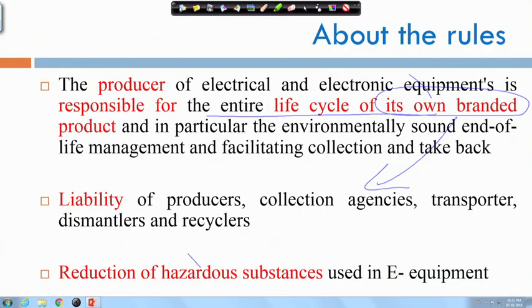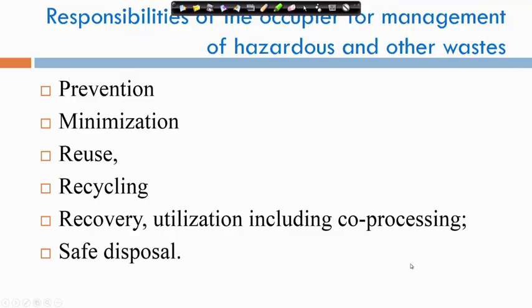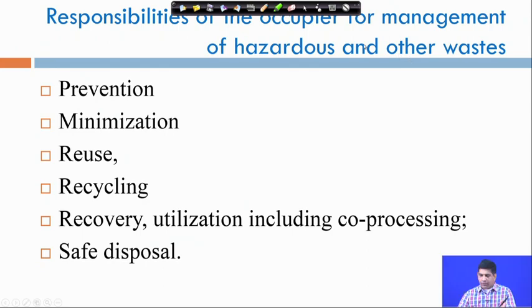There are certain liabilities given to the producers, collection agencies, transporters, dismantlers and recyclers. So everybody has certain liabilities, certain rules, certain responsibilities. Reduction of hazardous substances, removal of anything like mercury, lead, other things, we need to get rid of them from time to time. And in terms of responsibilities, there is a responsibility of the occupier for the management of hazardous and other waste, including prevention, minimization, reuse, recycling, recovery, safe disposal.